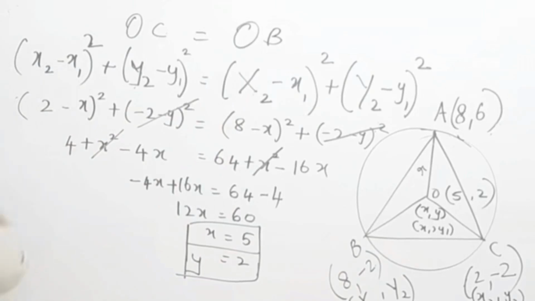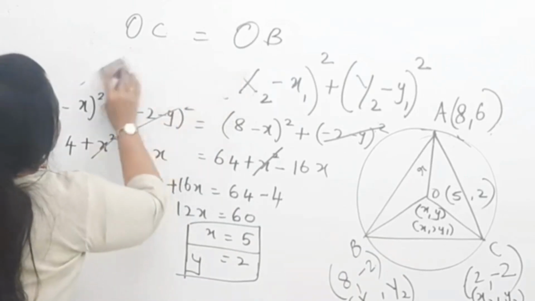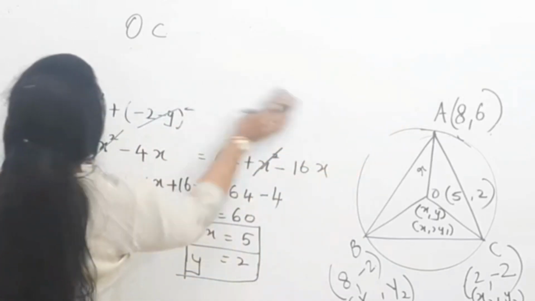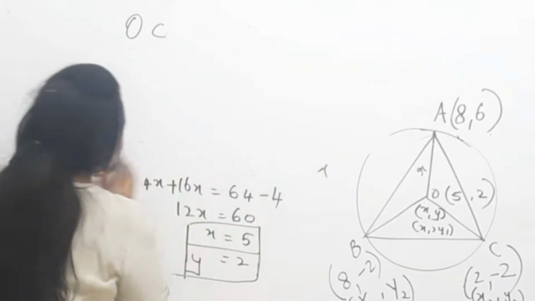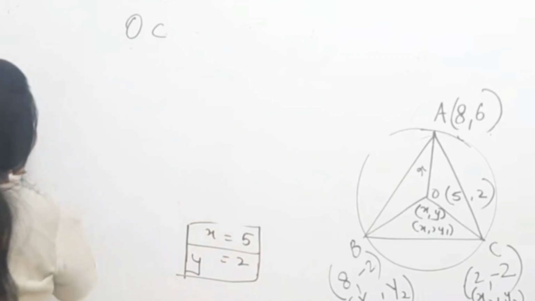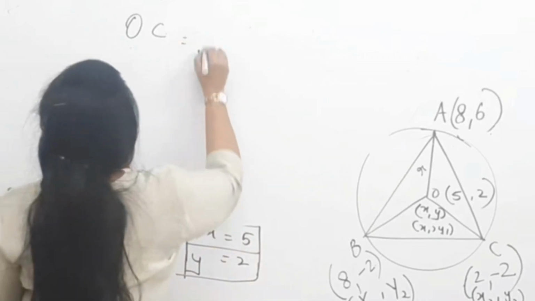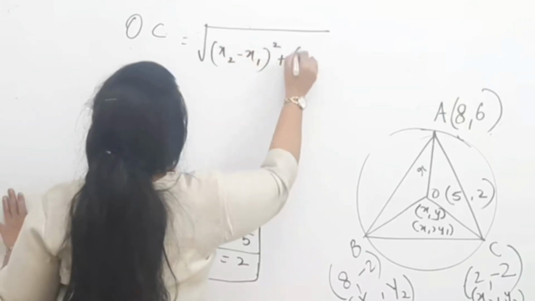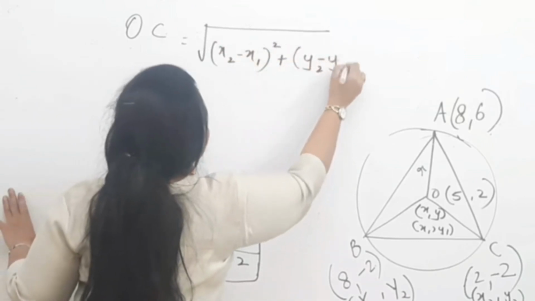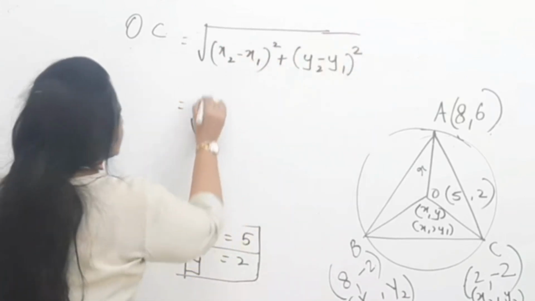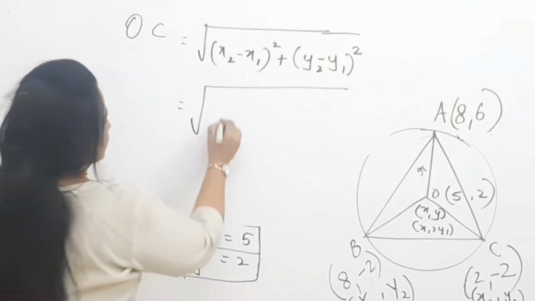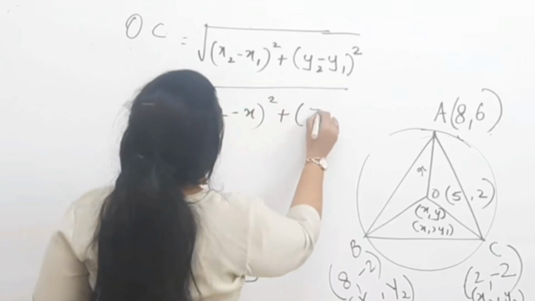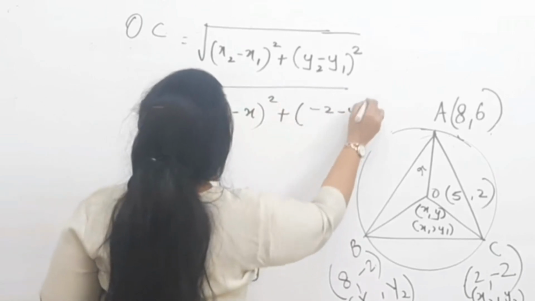So OC is equal to, you know the equation for finding the distance. That means nothing but the radius. So I would have my radius as OC is equal to square root of x2 minus x1 the whole square plus y2 minus y1 the whole square, which is equal to square root of x2 minus, that is 2 minus x the whole square plus y2 is minus 2 minus y the whole square.